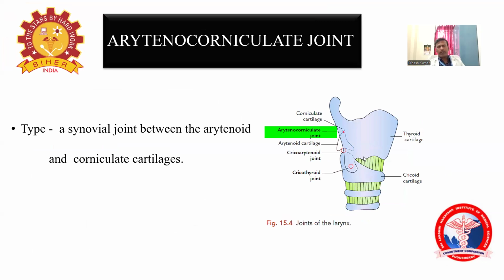Next is the arytenocorniculate joints. This is a type of synovial joint between the arytenoid and the corniculate cartilages. So you get the small dot of conical shape, mainly attached to the apex of the arytenoid cartilage.